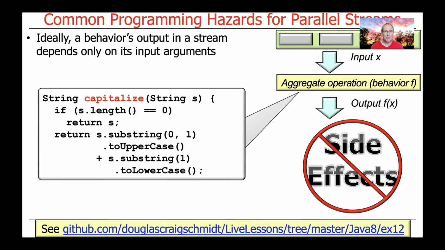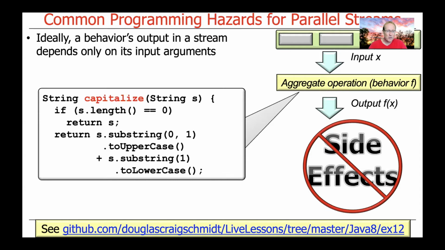Here's a very, very simple example, but a good example of a method that has no side effects. So you can see here we pass string s to the capitalized method, and what it does is if the length is 0, it just returns the string, which has nothing in it. Otherwise, it takes the first element in the string and uppercases it, makes a substring that's uppercased, and then takes all the other elements and lowercases them.